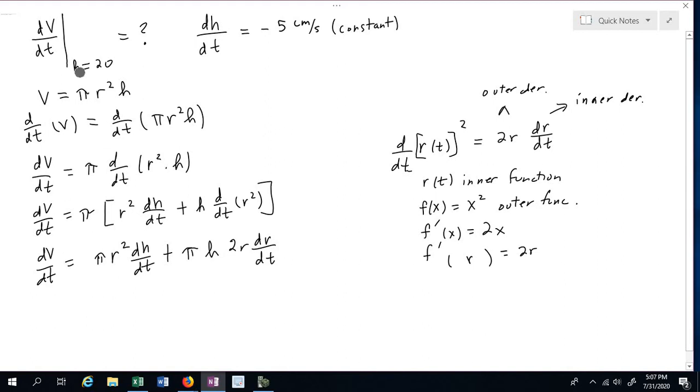Now, remember, we're evaluating this derivative when h is 20. Okay, so I'm going to evaluate this when the height is 20, which means everything in here has to be evaluated when h is 20. So I'm just going to rewrite this actually.